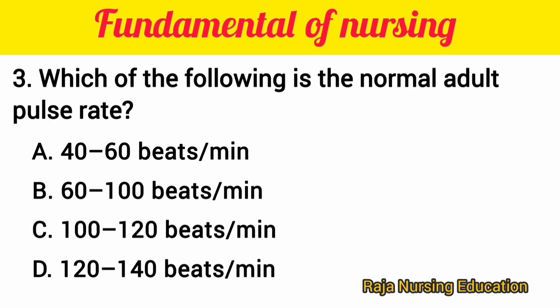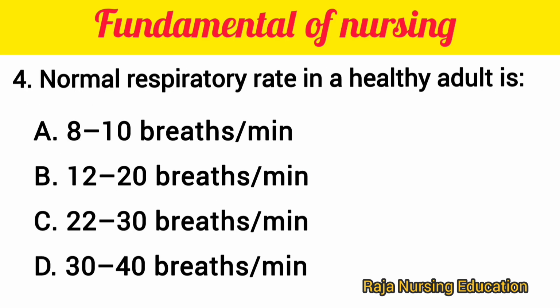Which of the following is the normal adult pulse rate? The answer is B. 60 to 100 beats per minute. Normal respiratory rate in a healthy adult is? The answer is B. 12 to 20 breaths per minute.